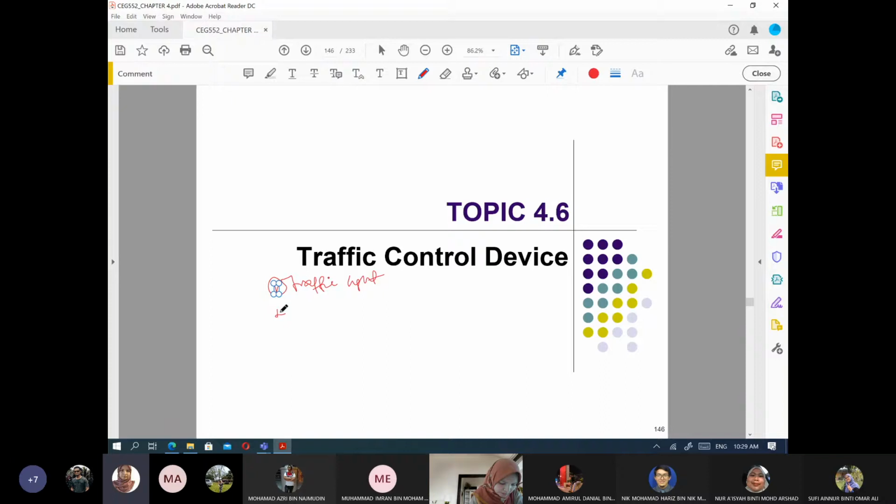Signage. Signage, Allah Akbar, buruknya lah yang tulisan. Roundabout. Dia tak mau detect lah dekat sini. Tadi saya buat dekat tu okay je. Roundabout. Then you have what? Sorry, the third one just now?